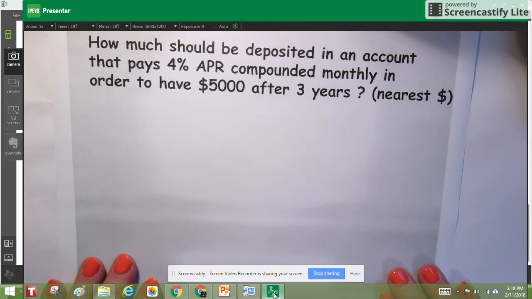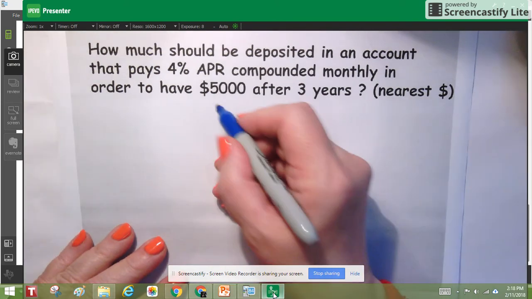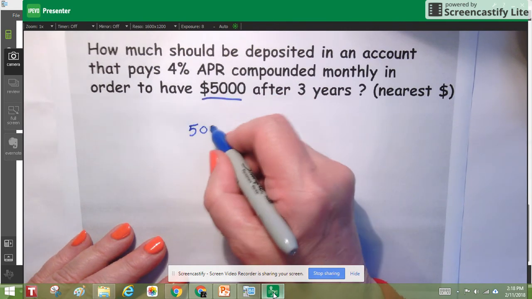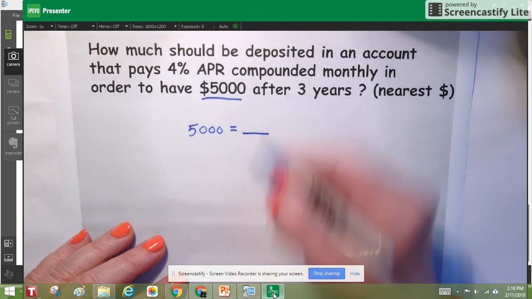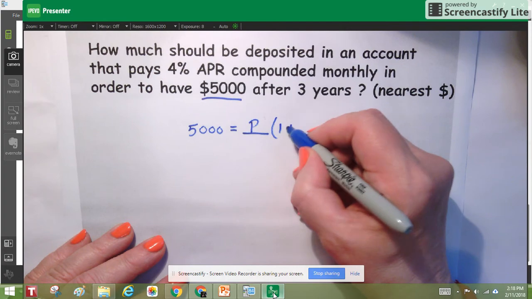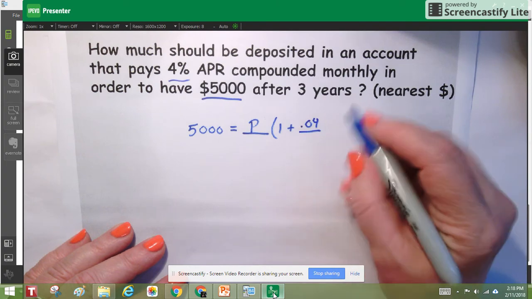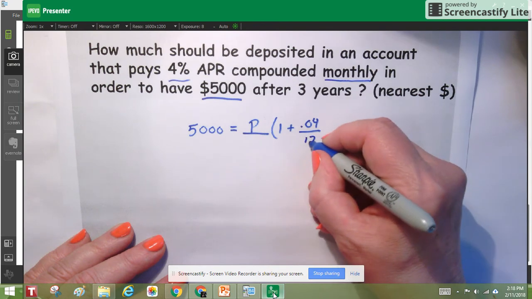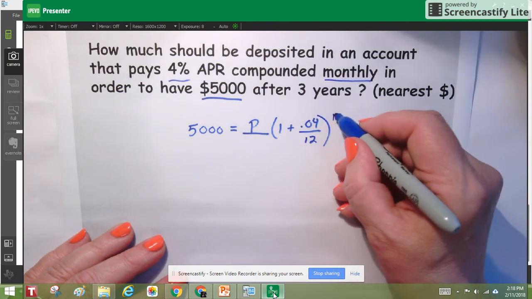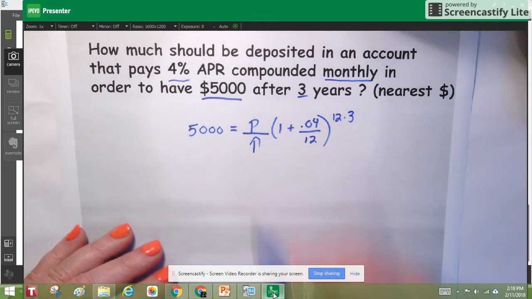And again, the question could say how much should be deposited in an account that pays 4% compounded monthly in order to have $5,000 after 3 years. So now again, they're giving you the final amount. But now they want you to calculate this initial amount. It is 4%, so 0.04 divided by the number of times it is compounded, which is monthly, so that would be 12. And we're going to raise that to the NT, so 12 times the number of years, which is 3. So now I just have one equation and one variable.